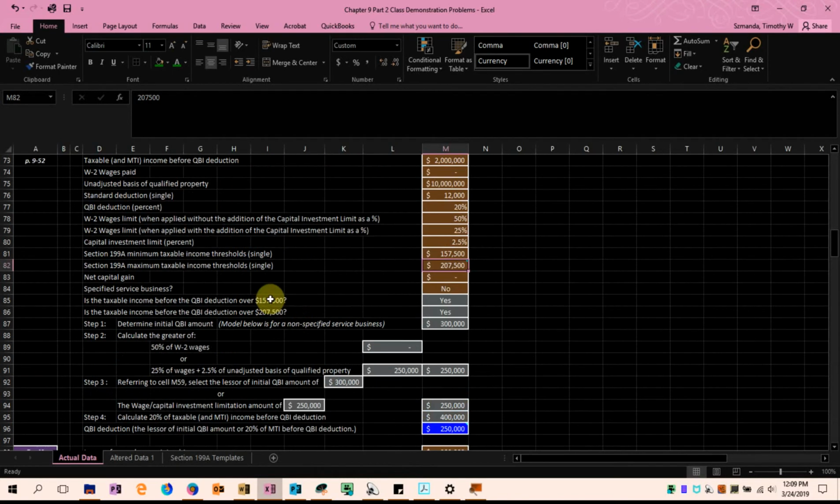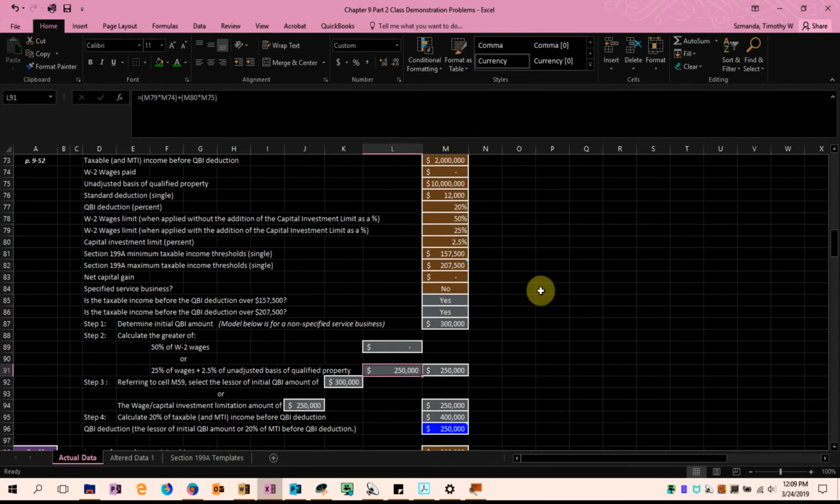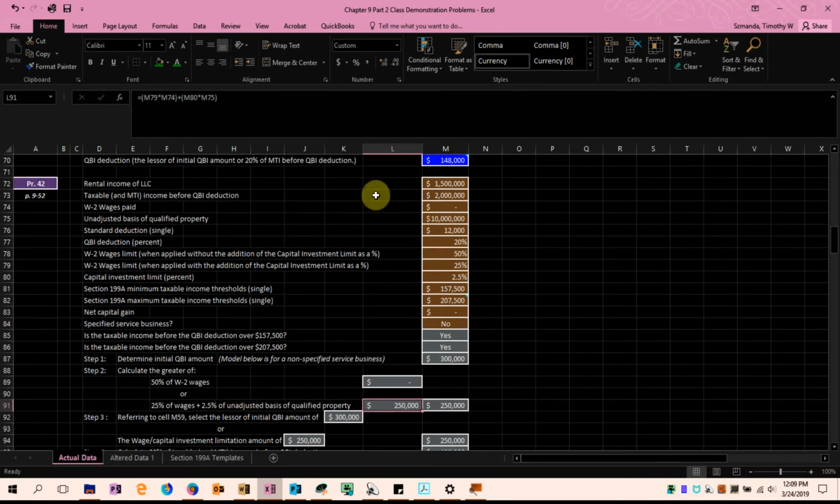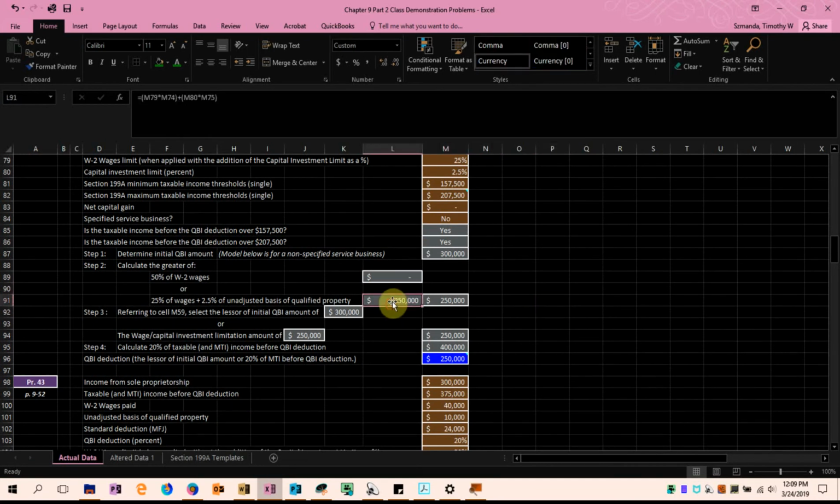Well, we know that one of the limitations is 50% of the wages. But in this case, there were no wages paid. So it's 50% of nothing. And then in the second case, it's 25% of the wages plus 2.5% of unadjusted basis of qualified property. Again, that's just going to be the 2.5% of the $10 million, since there are no wages. So the greater of these two is $250,000. So that is going to be the amount then that the 20% deduction may be reduced by.